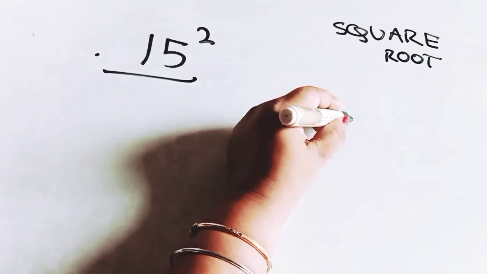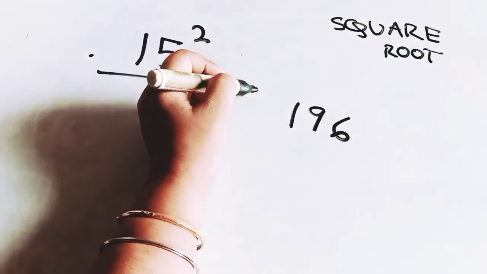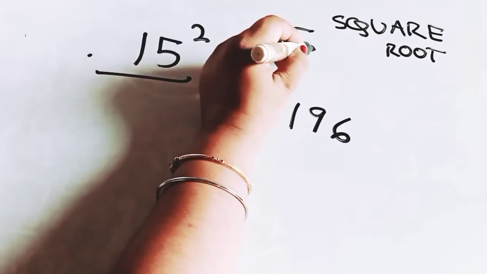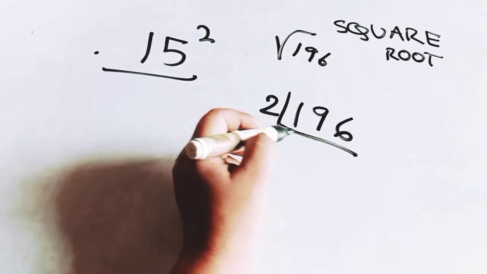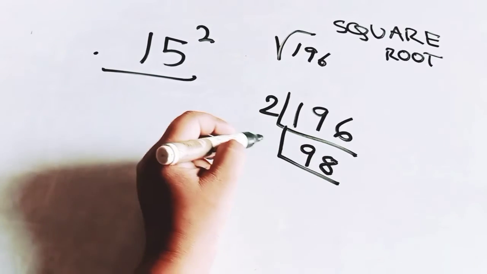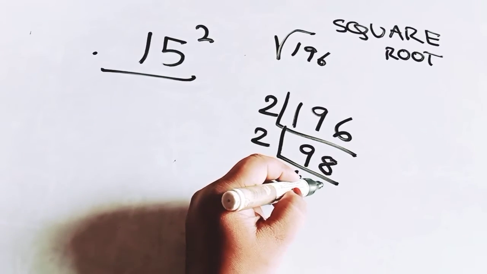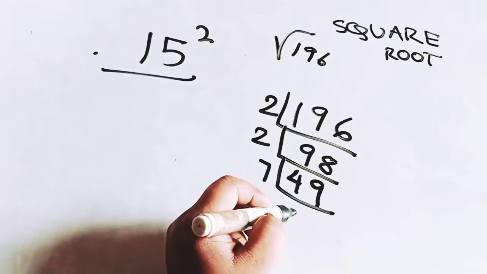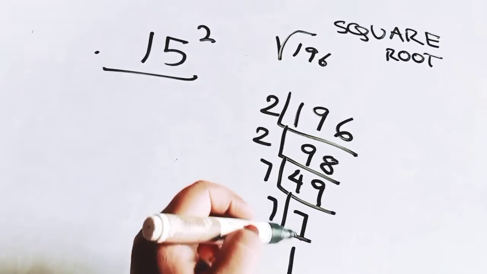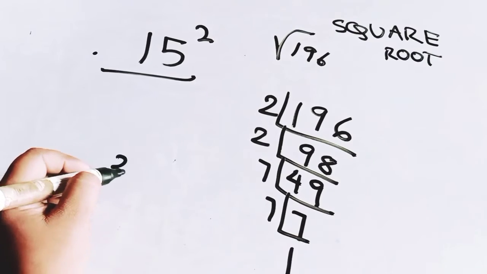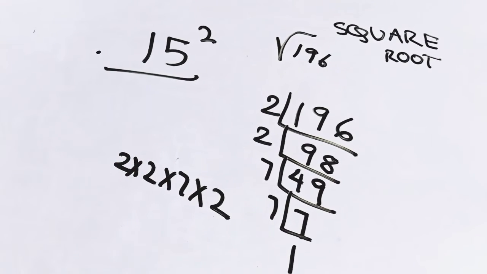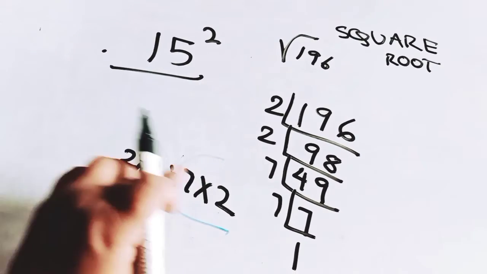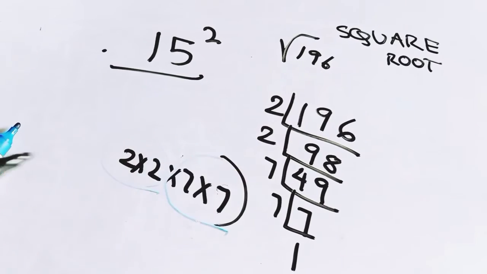Let's get an example like 196. We have to find out the square root of 196. Let's find the factors. Well, let's start with 2. I am doing a quick calculation just to make you understand. This is simple dividing. I am finding out the simple divisions to get the factors. It means 2 into 2 into 7 into 7. This is getting one pair. 2 into 2 is one pair. 7 into 7 is another pair.